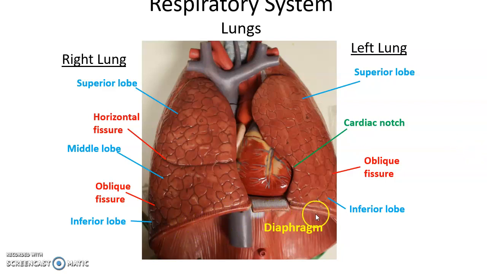Finally, attached to the inferior end of the lungs is the diaphragm. The diaphragm is the skeletal muscle critical for breathing.